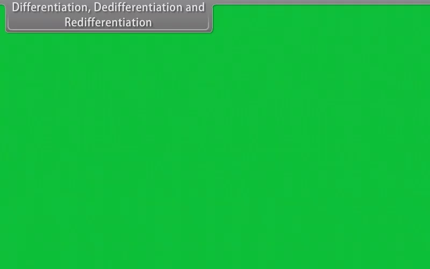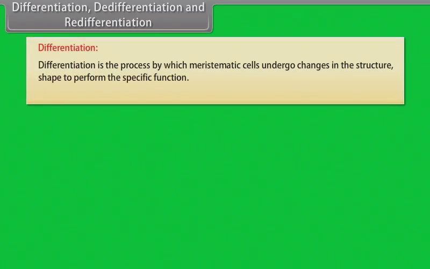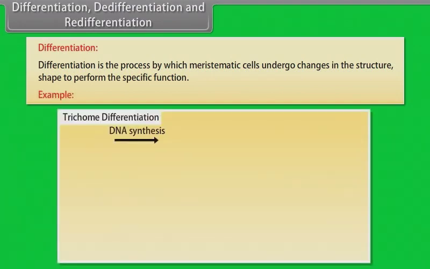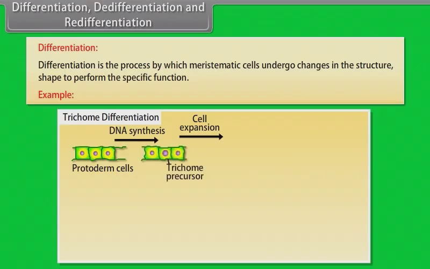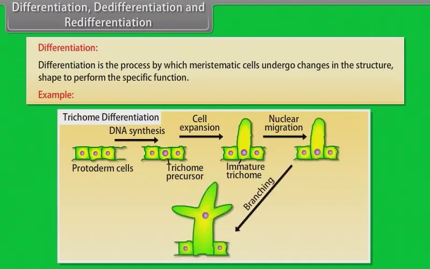Differentiation, dedifferentiation, and redifferentiation. Differentiation is the process by which meristematic cells undergo changes in structure and shape to perform specific functions. For example, after the DNA synthesis of the protoderm cells, cell expansion takes place and it forms an immature trichome.